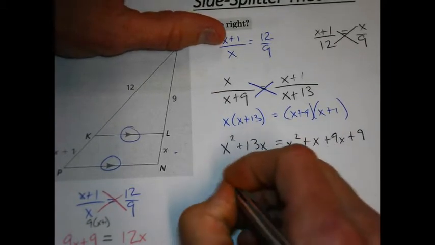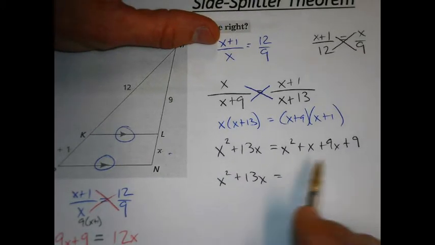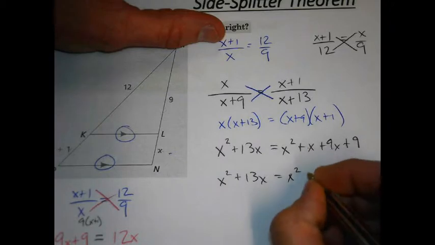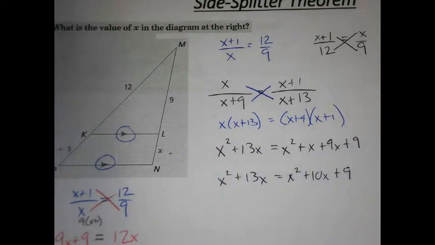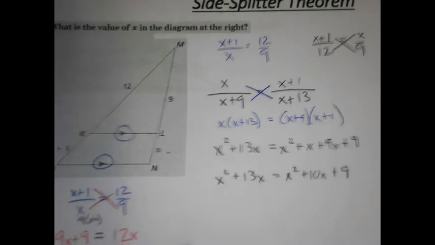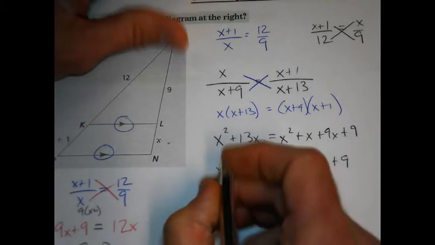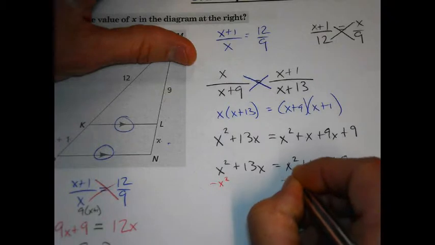So let's do some simplification. The left-hand side is x squared plus 13x. The right-hand side, I have x squared plus x plus 9x. That's plus 10x, and then plus 9, right? So what do we do here? Well, let's gather our stuff together. We've simplified both sides, but we have an x squared on each side. So what can we do? Let's subtract x squared from both sides.